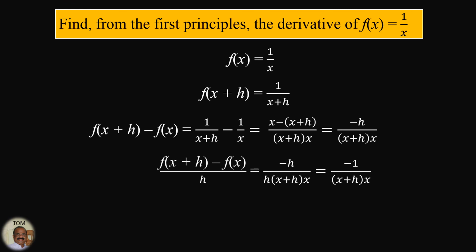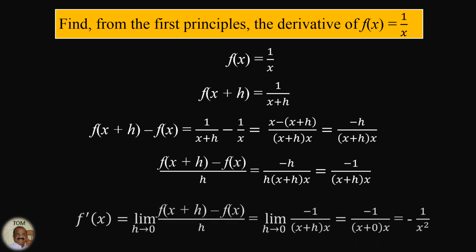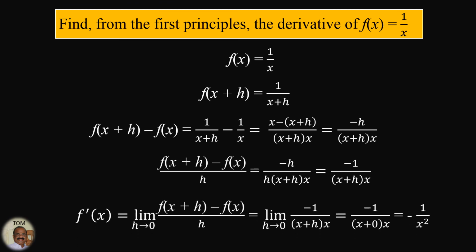Divide by h, and we have another h in the denominator. So h in the numerator is cancelled with the denominator h. We get -1 over (x + h) times x. The final step, the limit. So write the limit as h approaches 0. Now h becomes 0. We get -1 over x times x. So the final answer is -1/x².